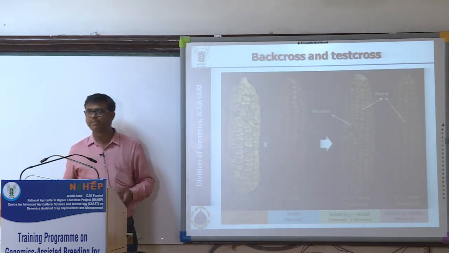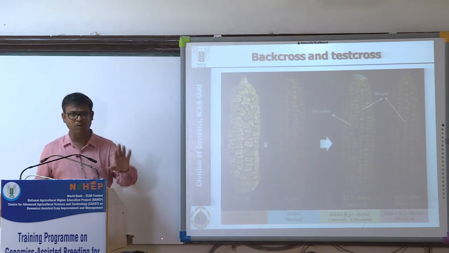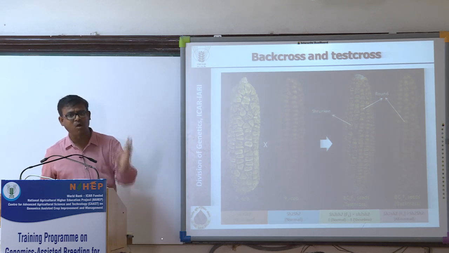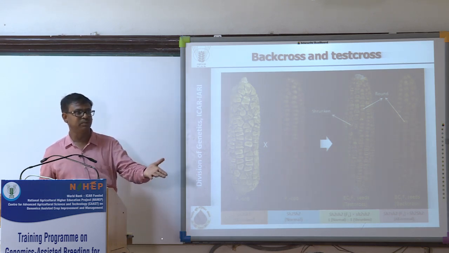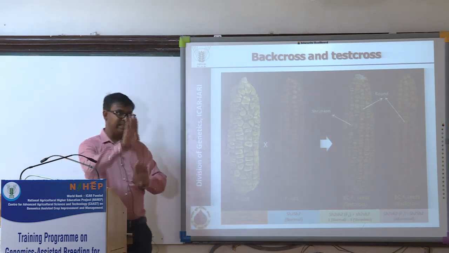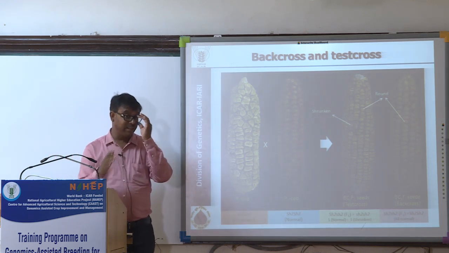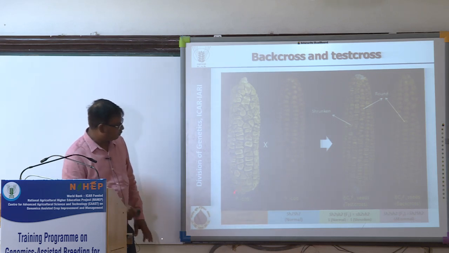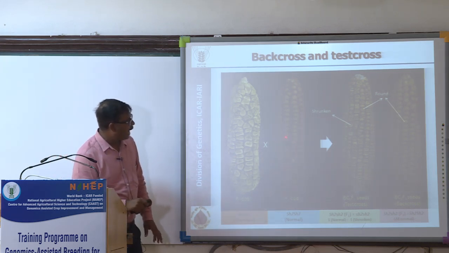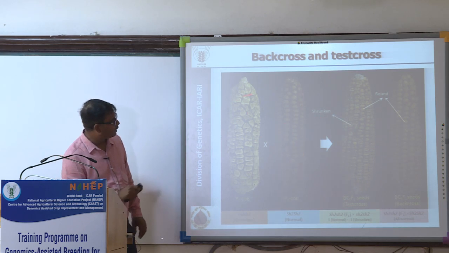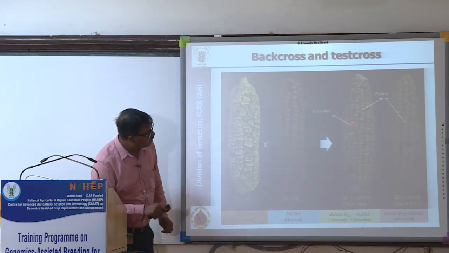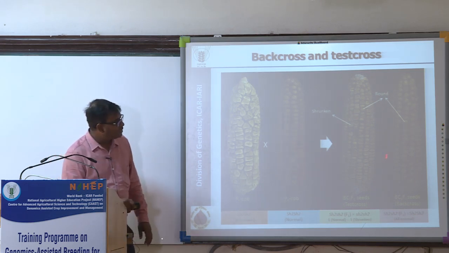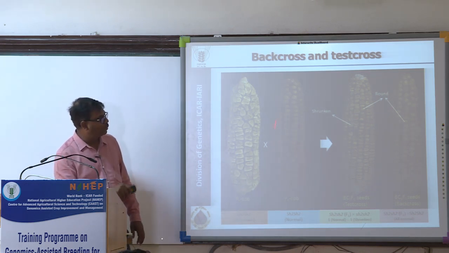Now, another thing we study is the backcross and test cross. We all know what is backcross and what is test cross, but how many of us have seen a backcross cob, or for that matter any population having backcross but with distinct features? It is again very rare, because here, this is the shrunken one, this is the normal one, and F1 was backcrossed with this one. That means F1 was backcrossed with this.